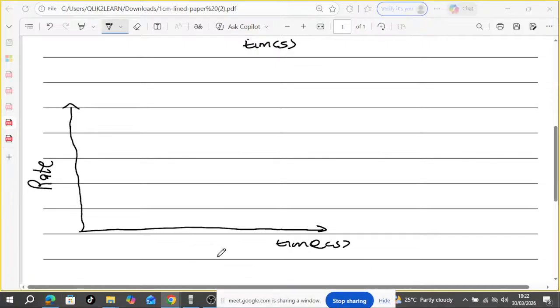Now, the reverse reaction, remember, is where we convert product to reactant. So this is the one that will start from 0. This will be my reverse. It starts from 0, then reaches equilibrium, then somewhere here, let's say, there will be a change.